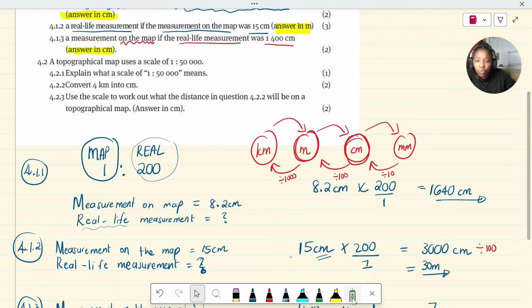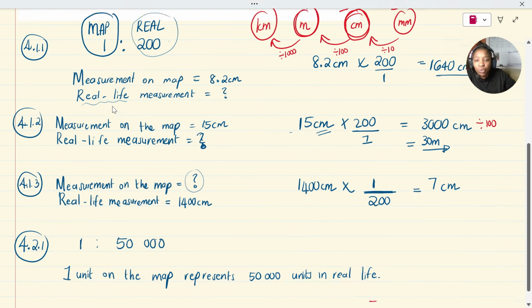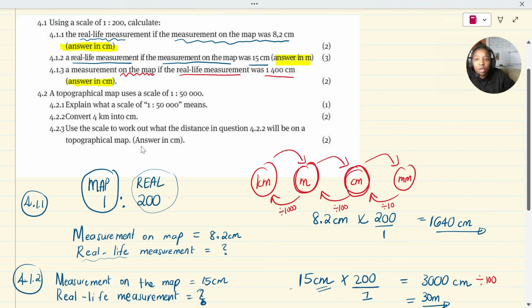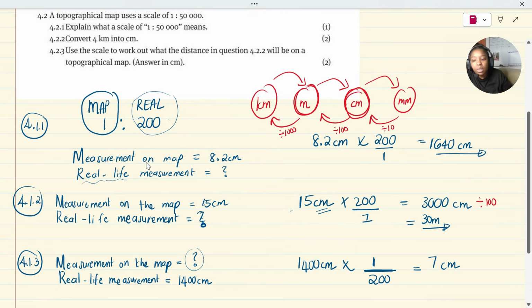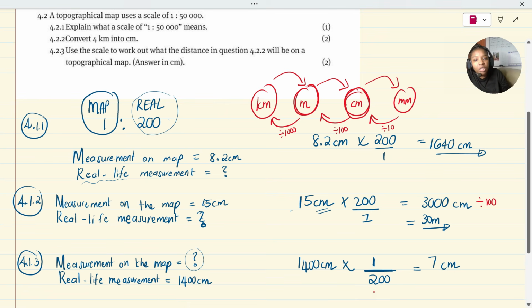Question 4.2.2 says, convert 4 kilometers into centimeters. So how do we convert? We have to convert 4 kilometers into centimeters. How do you convert from kilometers to centimeters? Remember, we mentioned that if you're moving from a bigger unit of measurement to a smaller unit of measurement, you just need to multiply by, start by 1,000, then multiply by 100.